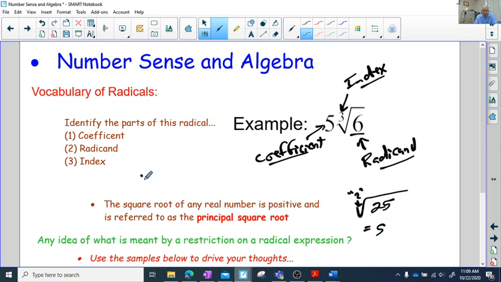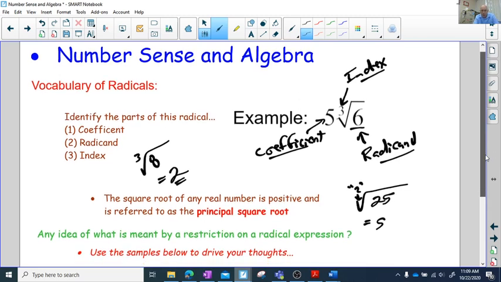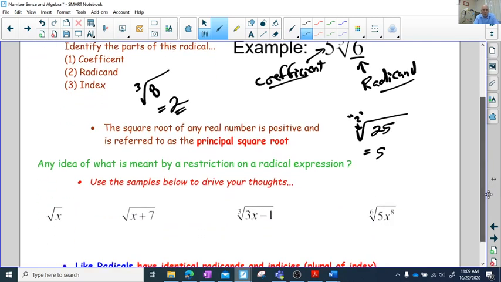Versus the cube root of, let's say, 8. So now I'm trying to find a number that I multiply by itself 3 times to give me 8. The answer in this case would be 2. Alright, so that's just some of the vocabulary. Something that you probably have not heard tell of is what they call a restriction on a radical expression.